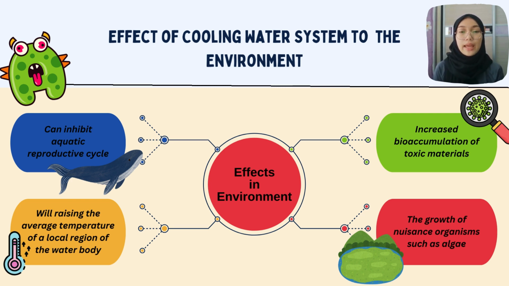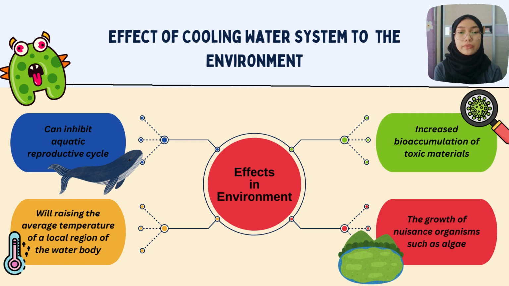reproductive cycles. Next, it raises the average temperature of a local region of the water body. It plays a major role in regulating life cycles of aquatic organisms such as feeding, growth, and reproduction. Not only that, it will also increase bioaccumulation of toxic materials by chemical additives, causing heat stress in aquatic organisms, concentrating contaminants in discharged water, contributing to sedimentation of pollutants, and facilitating biomagnification in food web.